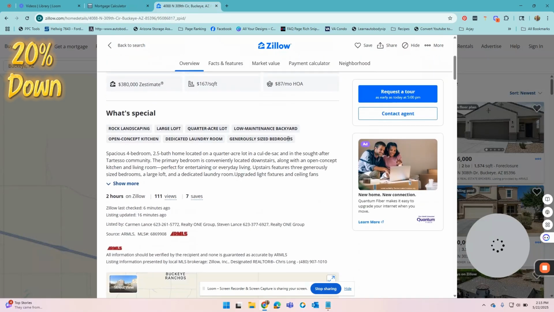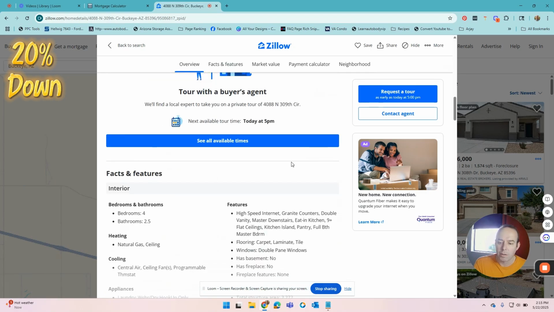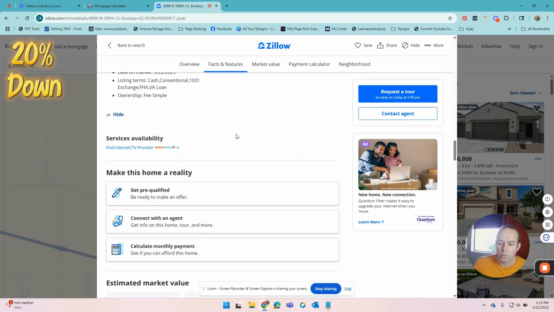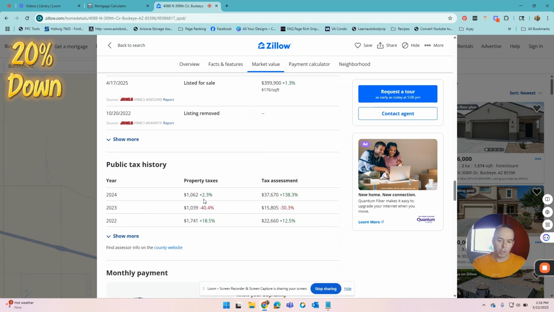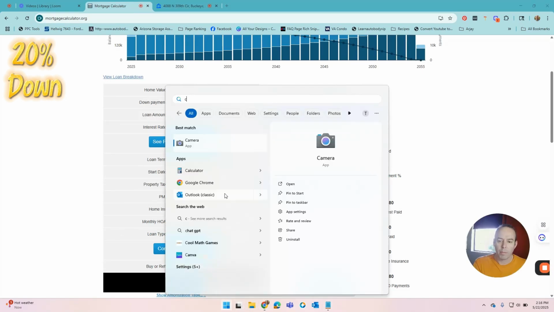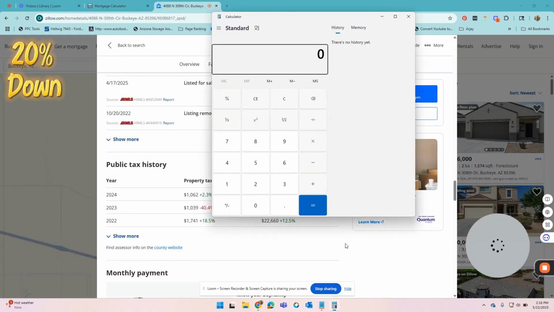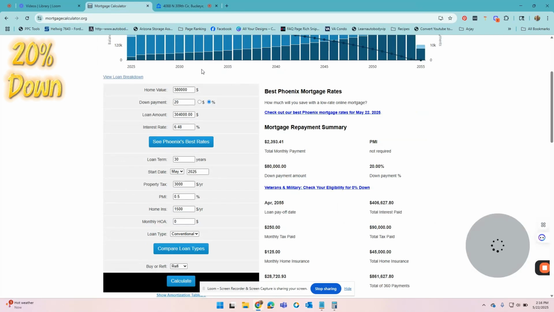So we're gonna come down here, and if you use Zillow, this is a good way to kind of understand how to see certain things. We come down here. We go show more, price history, tax history. Here we go. So this shows that last year the property taxes were $1,062. So if we come over here, let me pull a different calculator out so we can do the math. 1062 divided by 12. So 88 bucks, almost 89 bucks is going to be added to your monthly mortgage payment.